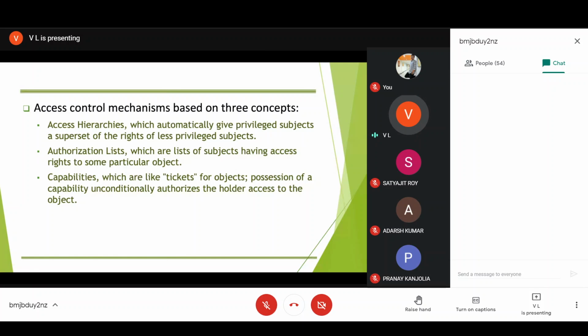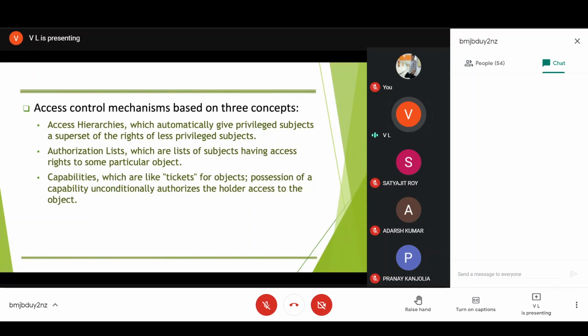So basically, the access control mechanism will be designed with some kind of access hierarchy. Depending upon the hierarchical structure, the privilege rights keep increasing, and the topmost entity in the hierarchy will have the highest privileges. As we go down the hierarchy, the privilege levels get reduced. They are a subset of what the one at the top has. There will be an authorization list, which is, for a particular object, the subjects which have got access to that object and what kind of access is permitted to those subjects.